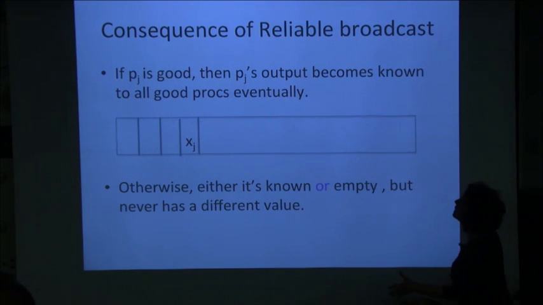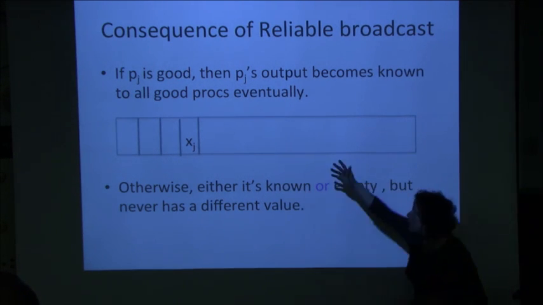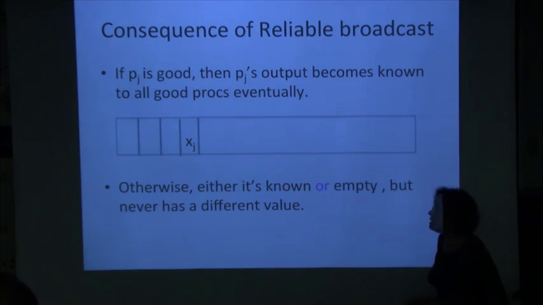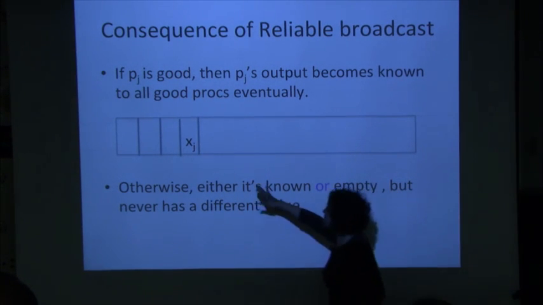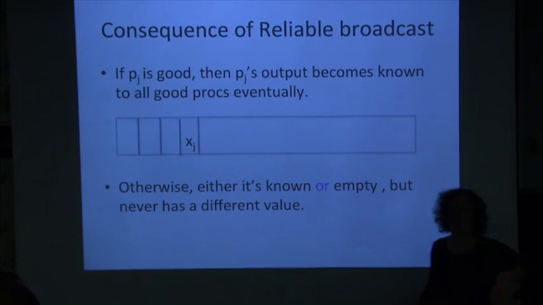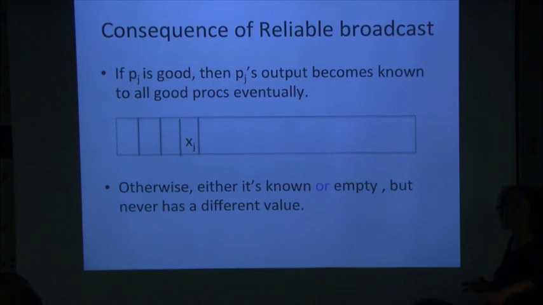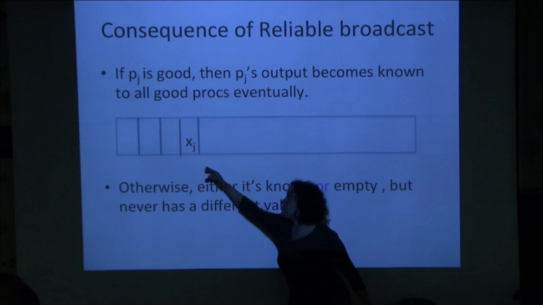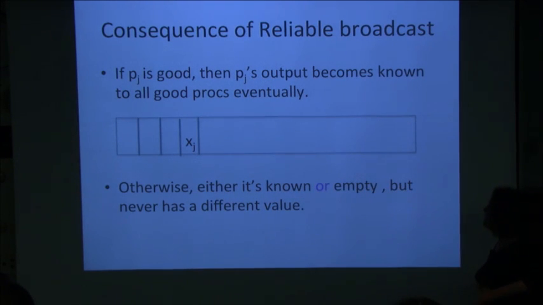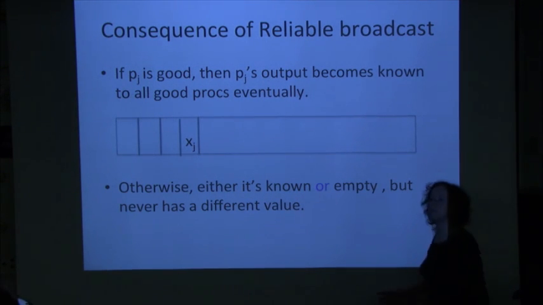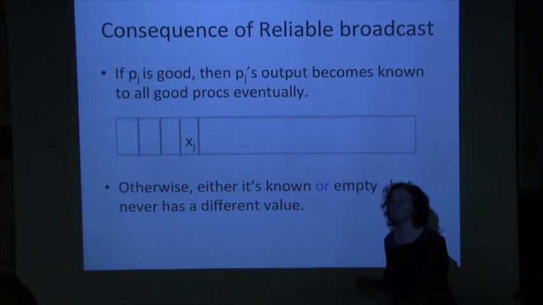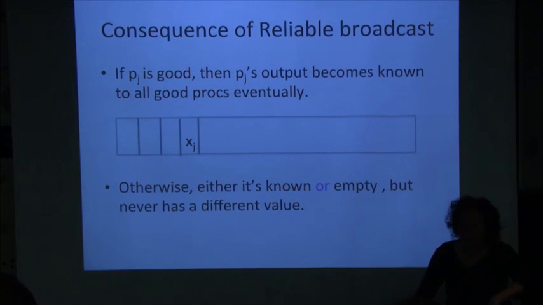Okay, so what are the consequences? If a processor J sends a message and it's a good one, it will eventually become known to all good processors. That doesn't mean there's a way to measure time, but eventually its messages are delivered, they go through this protocol, and it's received. Otherwise, if it's a bad guy sending a message, he may not send it, or it may never be received. But if it's received by two good processors, they won't receive two different values for the same message. So that's the consequence of this.